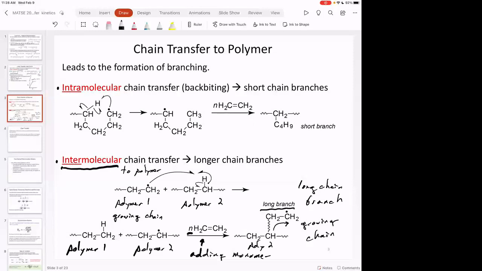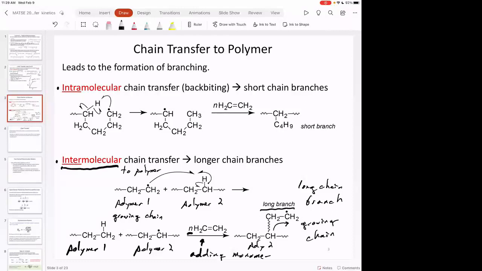Yes? Also, what if there's some sort of error within the actual creation of the long branch that turns it from intermolecular to intramolecular? Is that at all possible? Let's not get too complicated. Let's just learn these two. There's lots of things that are possible, but generally, we will stick with the basics and then you handle the exceptions in the higher division classes. Any other questions on intermolecular chain transfer?